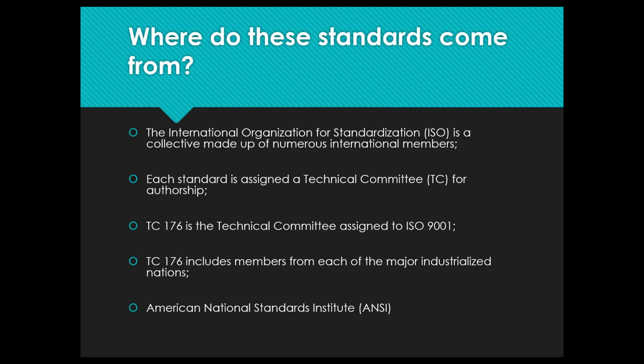So for ISO 9001, the technical committee is TC 176. And TC 176 itself includes members from all the major industrialized nations. Now here in the United States, our representatives to TC 176 are drawn from the American National Standards Institute, or ANSI.